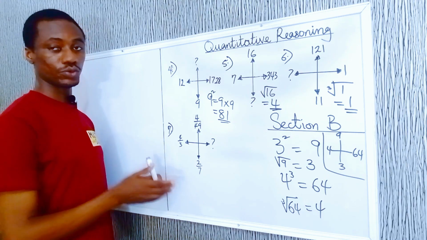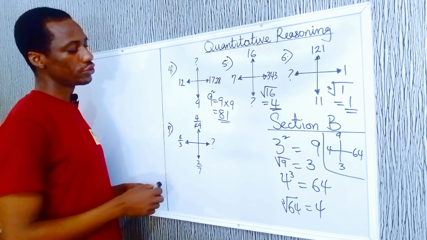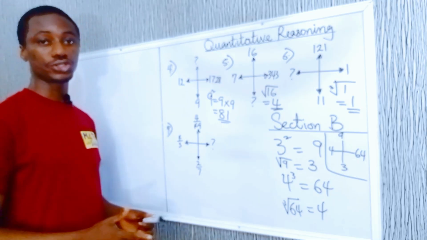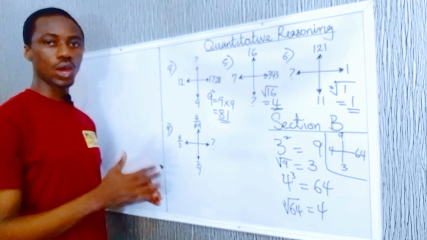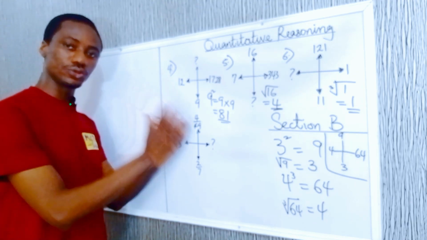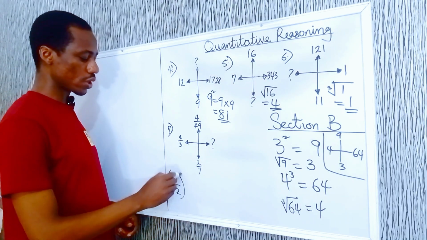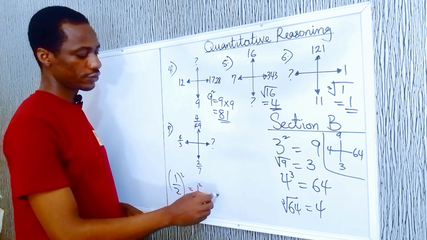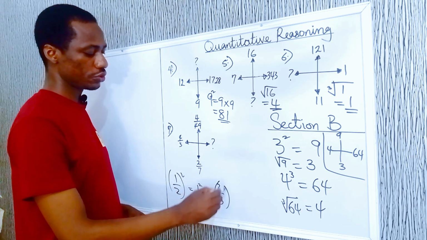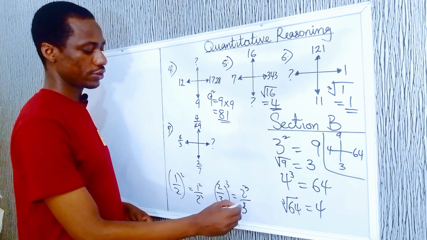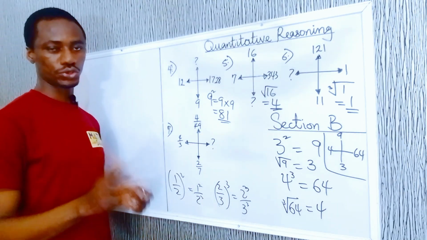I'm leaving number 7 for you, but I'm going to give you a hint. When you're working with squares and square roots, or cubes and cube roots, and you're dealing with fractions, the square affects both the numerator and the denominator. That means if you have 1 over 2 squared, this will be 1 squared over 2 squared. If you have 2 over 3 cubed, this will be 2 cubed over 3 cubed. That's one thing you should understand with fractions.